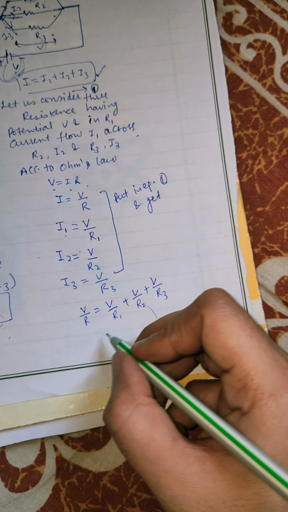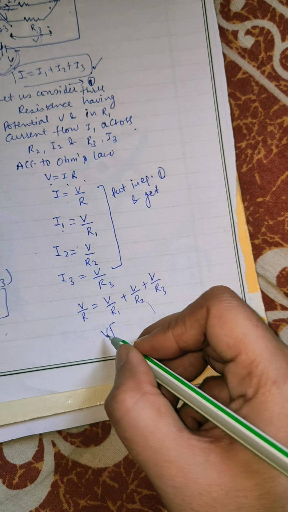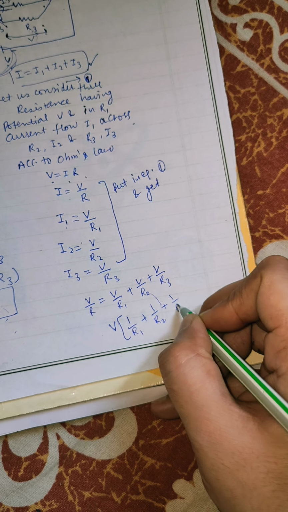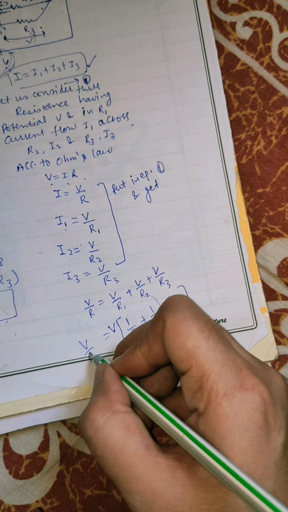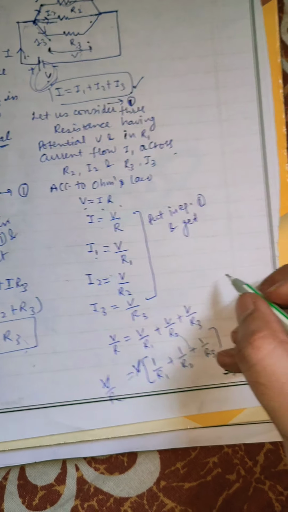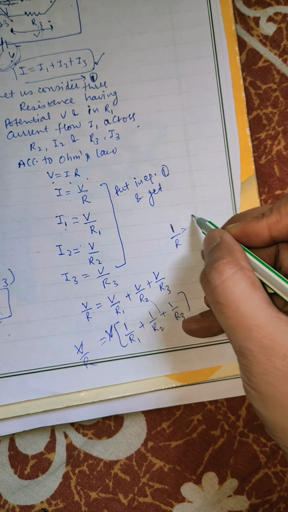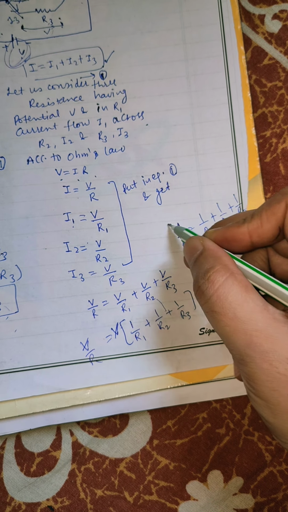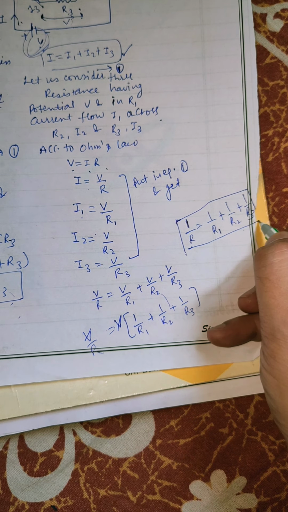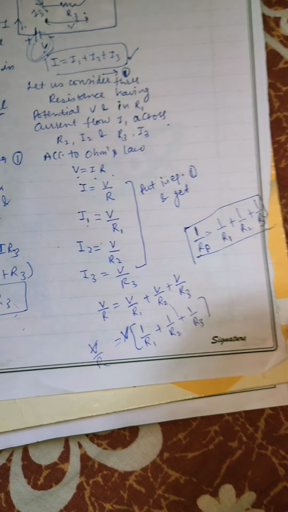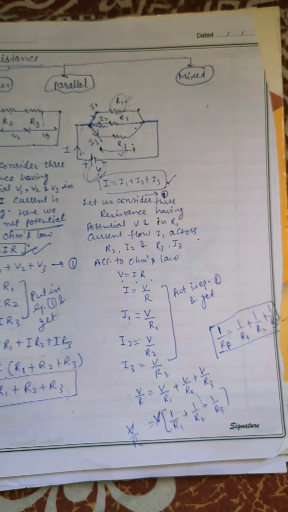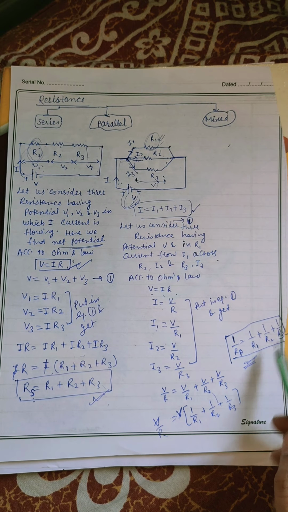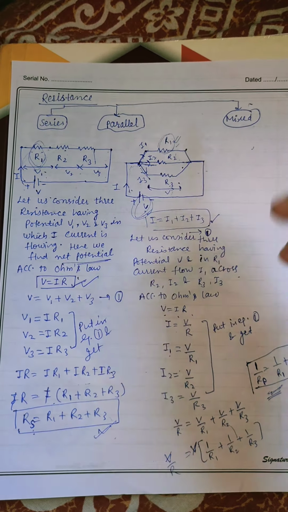Now we take V as common: V times 1 by R1 plus 1 by R2 plus 1 by R3 equals V upon R. V cancels on both sides. So the final result is 1 upon R equals 1 upon R1 plus 1 upon R2 plus 1 upon R3. This is the formula for resistance in parallel. Here we write P for parallel combination. You can take n number of resistances. Both these formulas are used in numericals, and in a mixed combination we use both.